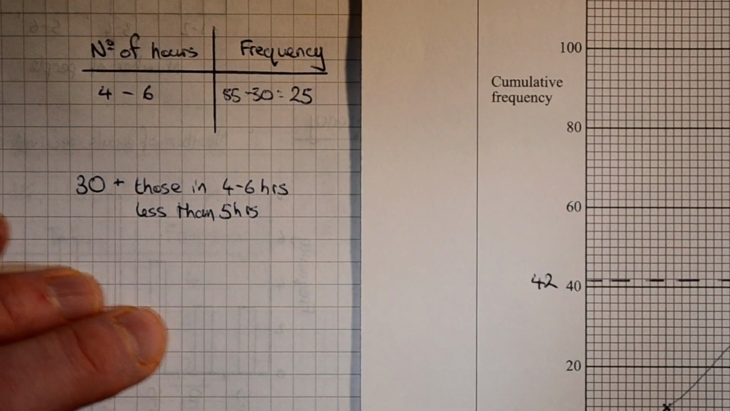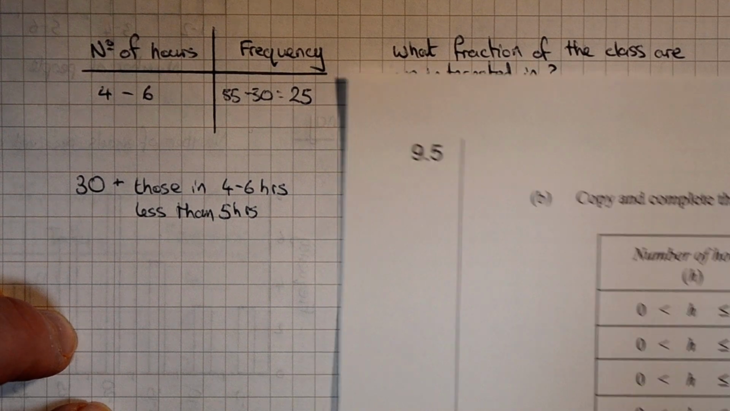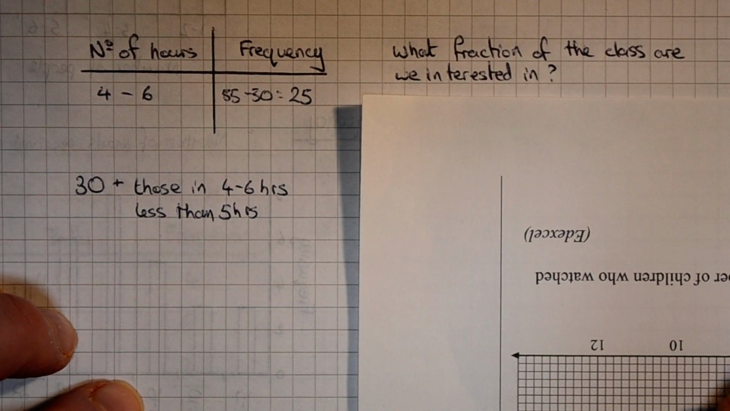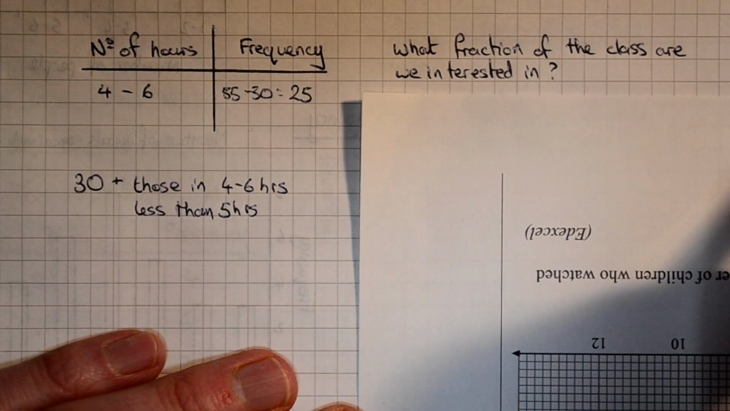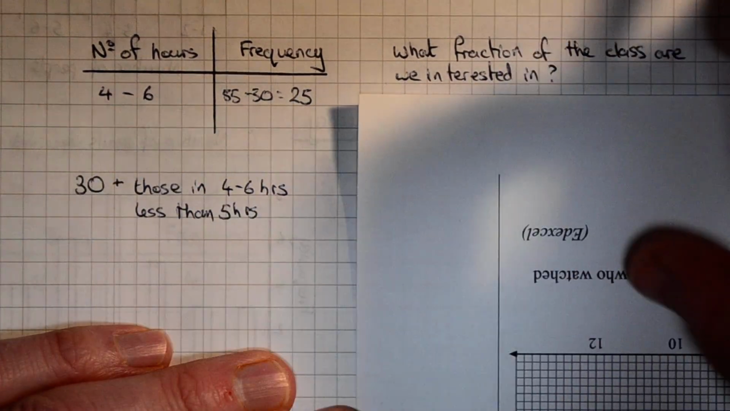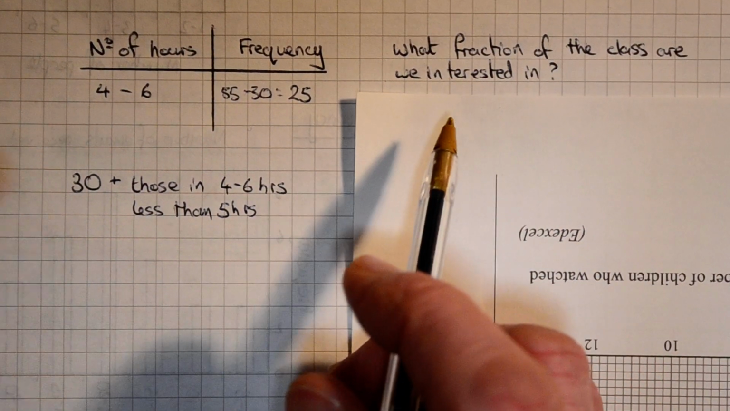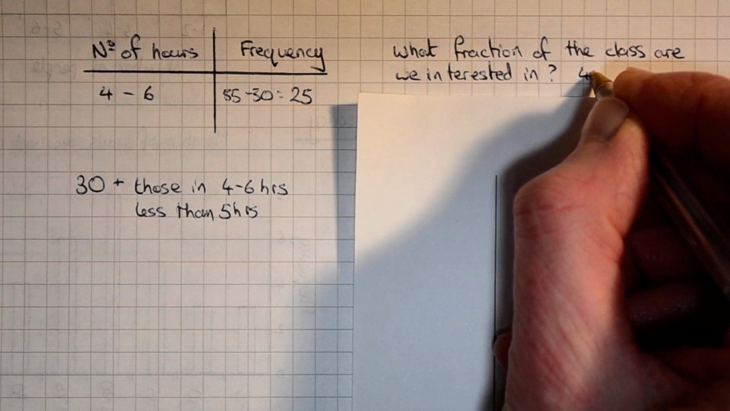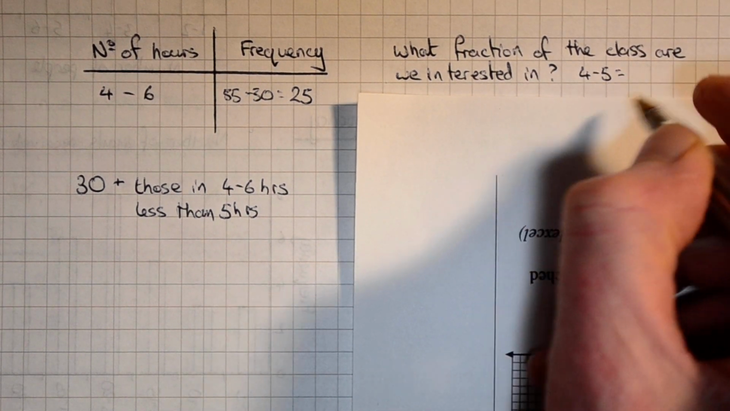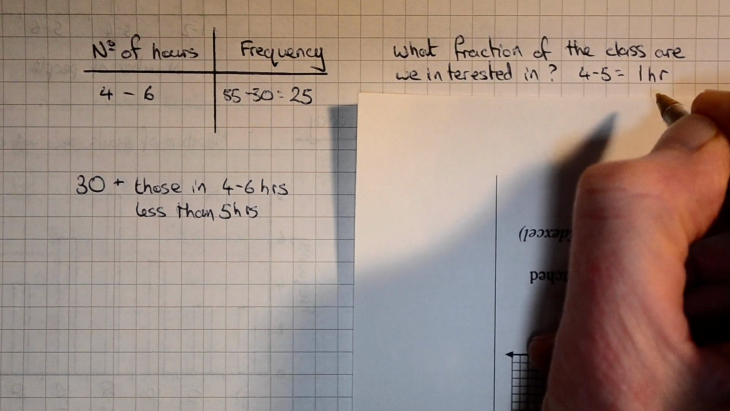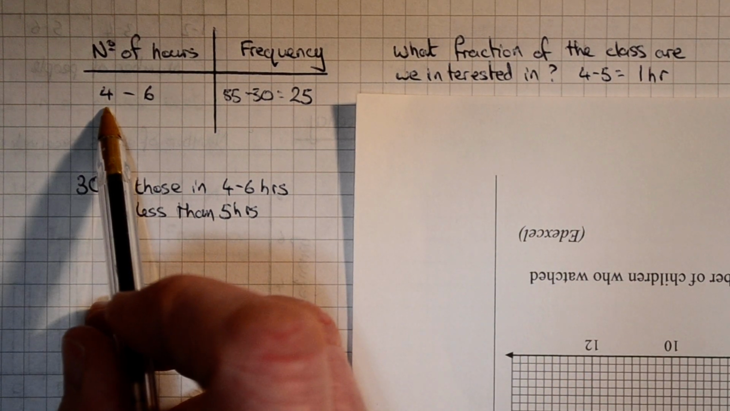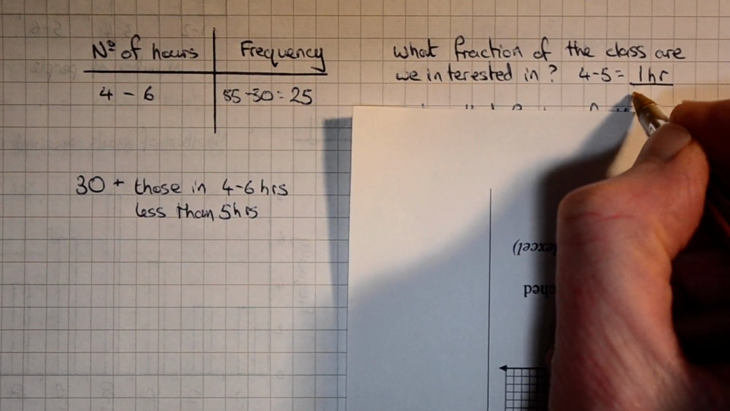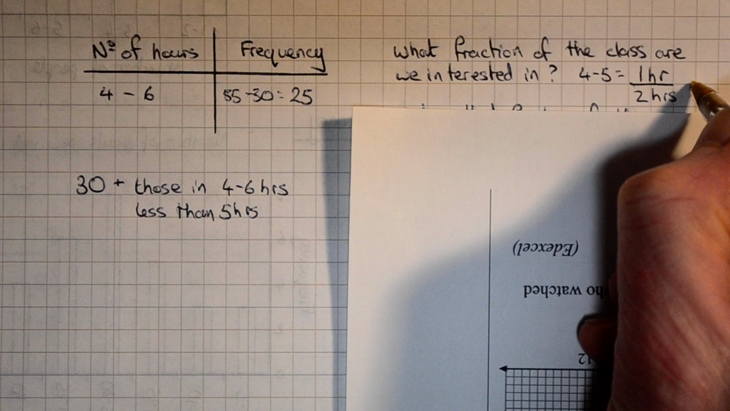And so we can do this by asking two key questions, and the first question is, what fraction of the class are we interested in? So this isn't a class of pupils, this is the class that goes from 4 to 6. So we're interested in 4 to 5. So 4 to 5 hours, that's a total of 1 hour. The total of the class itself is 2 hours. So it's 1 hour out of 2 hours. So it's a nice fraction for us to work with here.